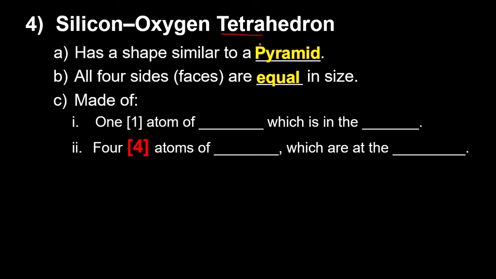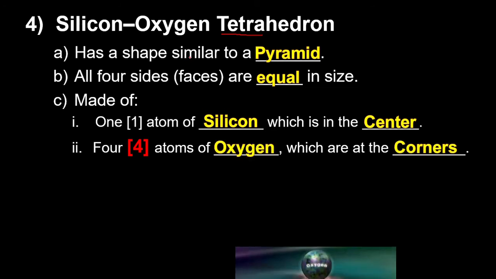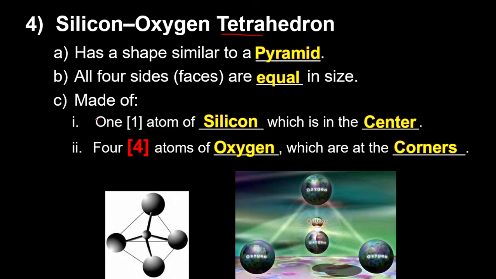So when we think of that silicon-oxygen tetrahedron, it is made up of silicon and oxygen. There's going to be one atom of silicon, and it's going to be located in the center of this shape. Now, where do the four oxygen atoms go? Well, they are going to be around the outside on the corners. So here is that pyramid shape, and we always forget about the base. So we have one side, two sides, three sides that's facing us right here, and then the base. That is our fourth side, making the silicon-oxygen tetrahedron.